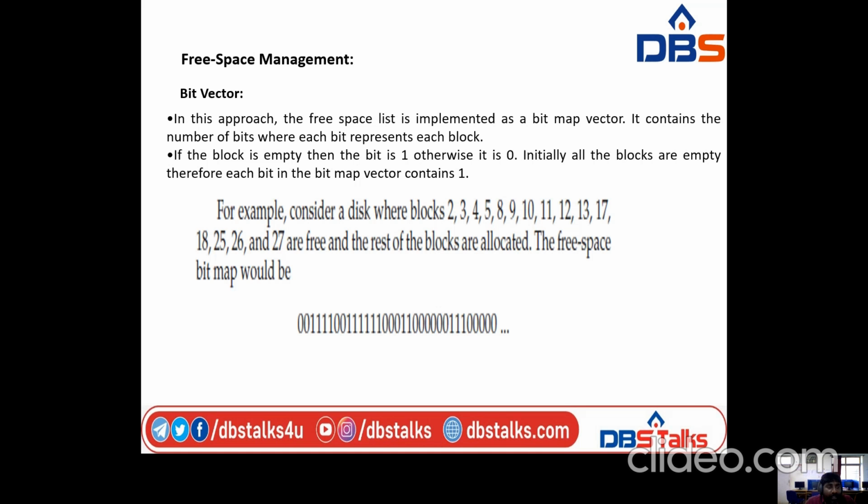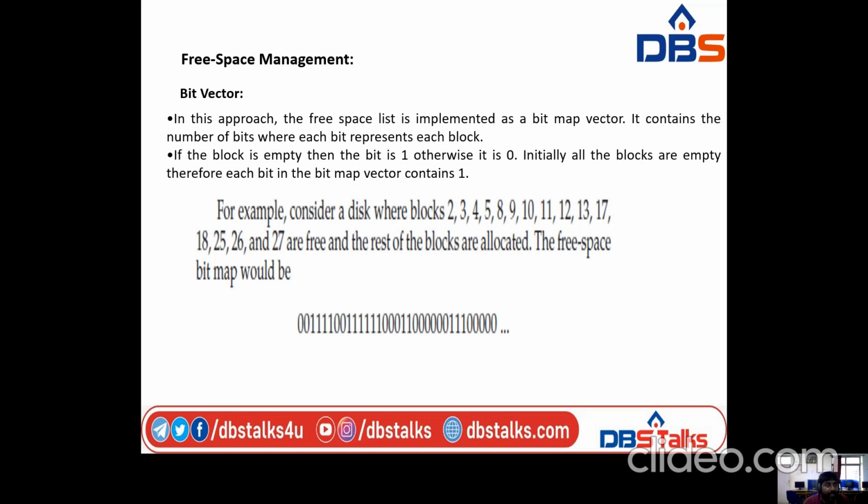These blocks are free, and free means 1. So for 8, 9, 10, 11, 12, 13, all are ones. Again, after 13, blocks 14, 15, 16 are not shown here, which means data is there. Here we are representing only free blocks. If data is there, the value is 0. Like this, we represent by using the bit vector.